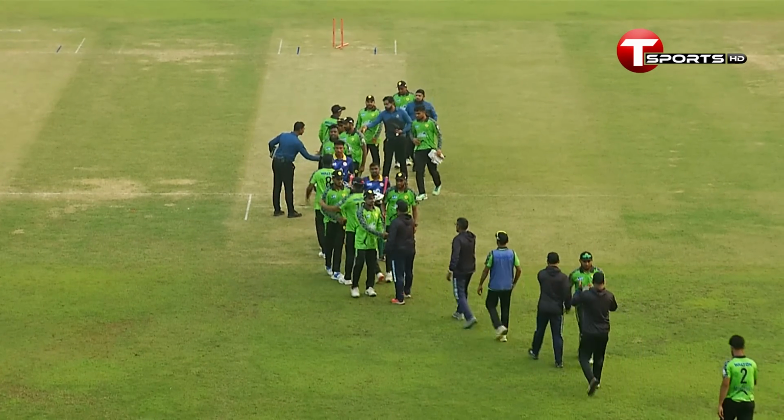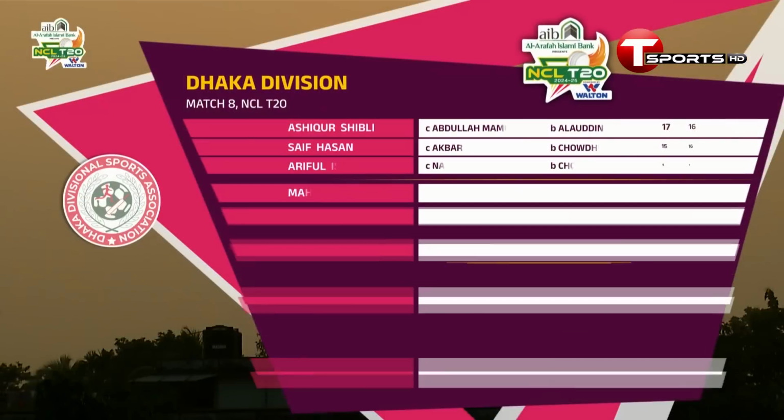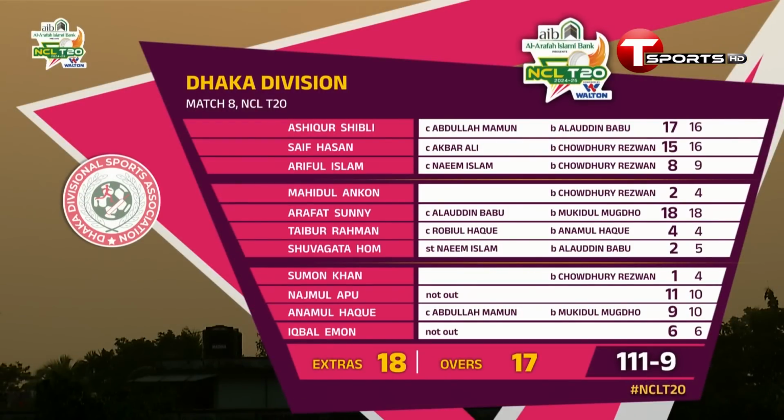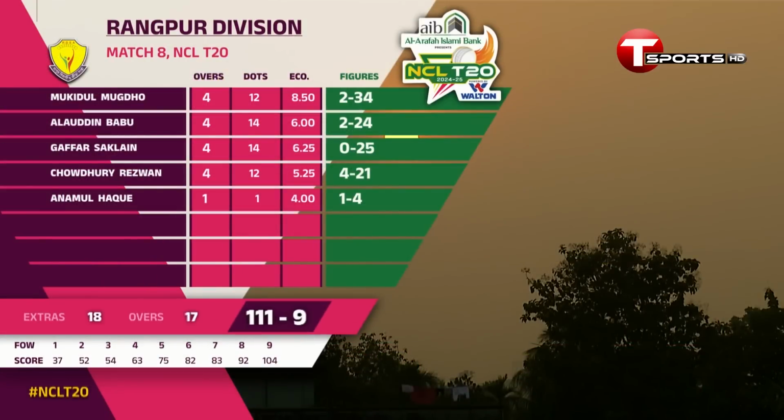They have successfully defended a modest total. Four wickets for him. Dhaka Division, it's not a good looking scorecard for them. Both openers scoring a few runs. Ashikur Shibli scored 17, Saif Hassan 15, and then Arafat Sani scored 18. No one could capitalize on the start they got, and finally fell short. As far as the bowling is concerned, the youngster is the hero. 4 for 21. Chaudhuri Rizwan is the name, from his 4 overs.